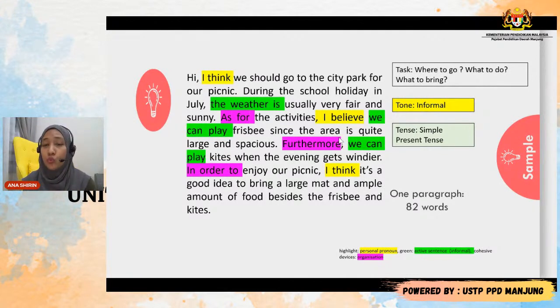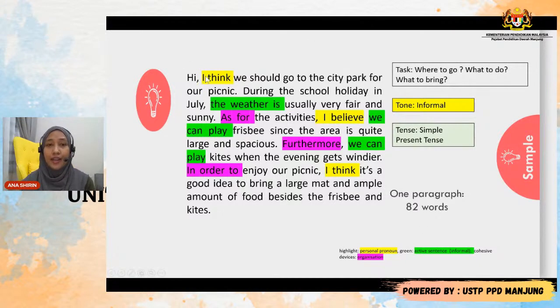Okay, so 82 words. So how did I write this? These are the things that I've decided to insert or put into my paragraph to show that I am able to answer all the task questions. My first T is address. My second T of tone is address. And my third T of tense is also address.